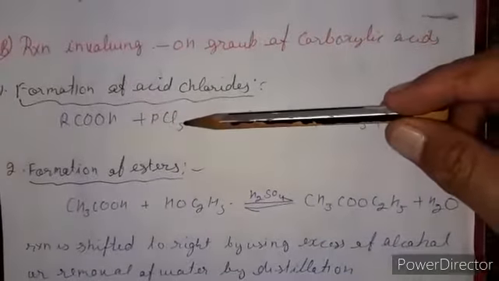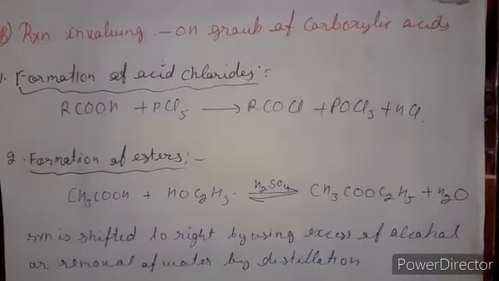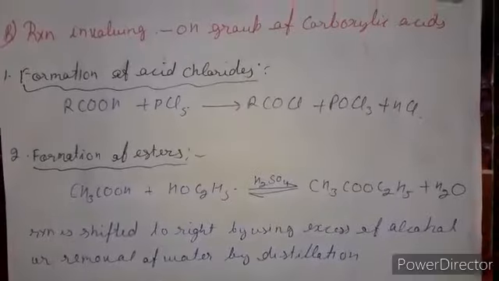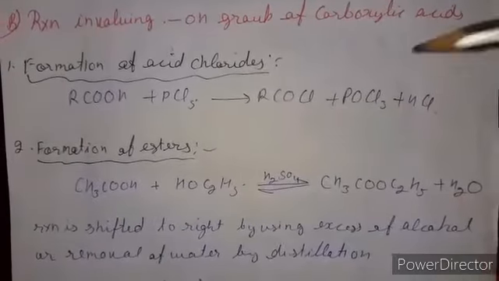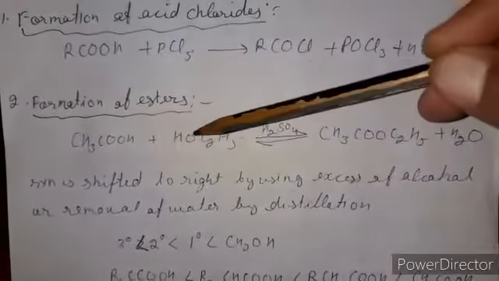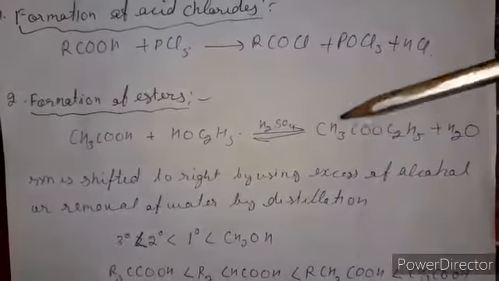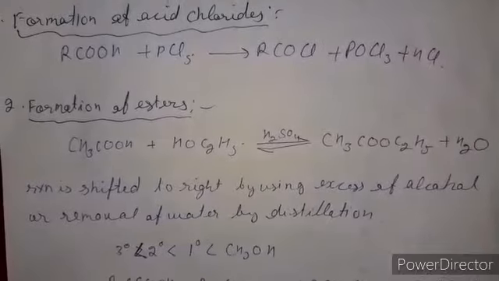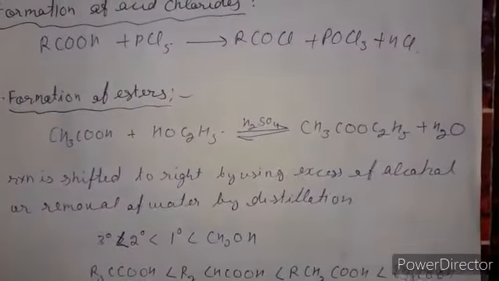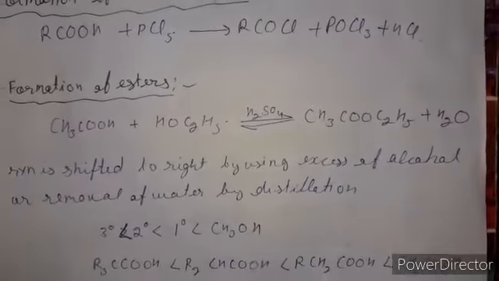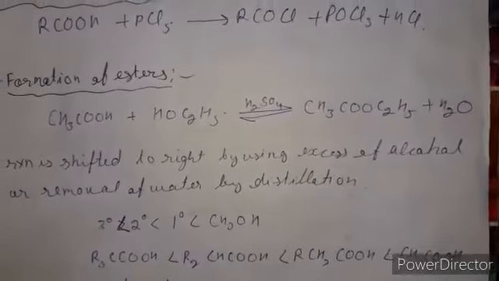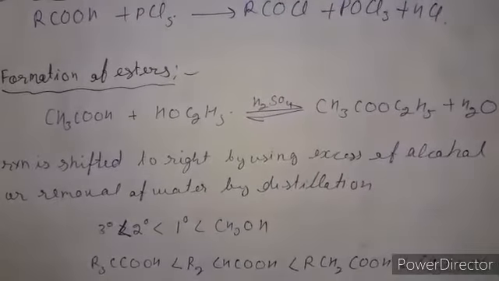If we use PCl3 here, then we obtain phosphorous acid, and in the case of thionyl chloride we obtain sulfur dioxide and HCl gas along with the acid chloride. Next, formation of ester: when we react carboxylic acid with ethanol in the presence of acid, it forms a sweet-smelling substance, ester. This reaction is known as the esterification reaction, and it is reversible in nature. The reaction moves in the forward direction if we take excess alcohol or remove water by distillation.